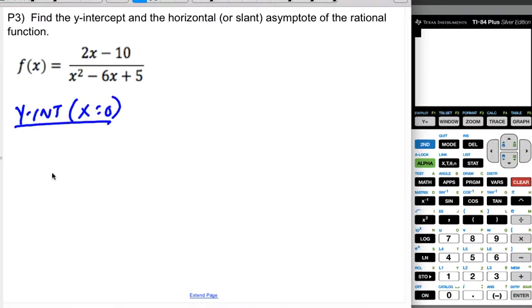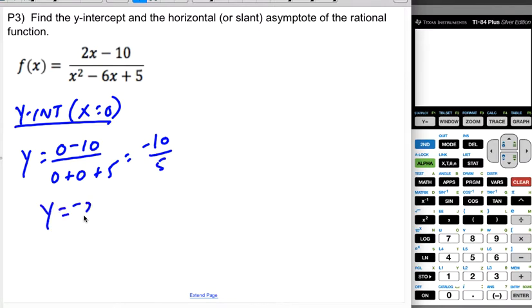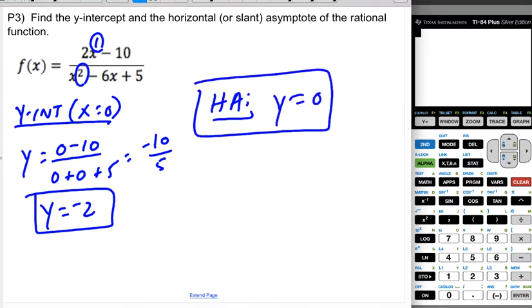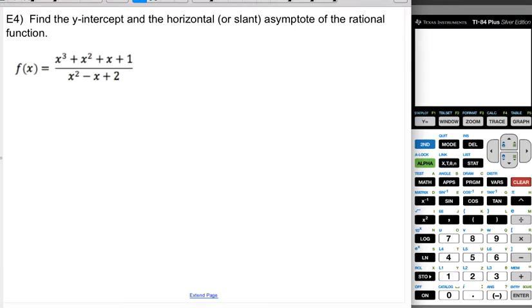So when I plug in x is 0, I get y equals 0 minus 10 over 0 plus 0 plus 5. I get negative 10/5, which means my y-intercept is negative 2. For my horizontal asymptote, I notice that the top degree is 1 and it is smaller than 2. So since the top degree is smaller, my horizontal asymptote is just y equals 0. There's not really much work to show there.